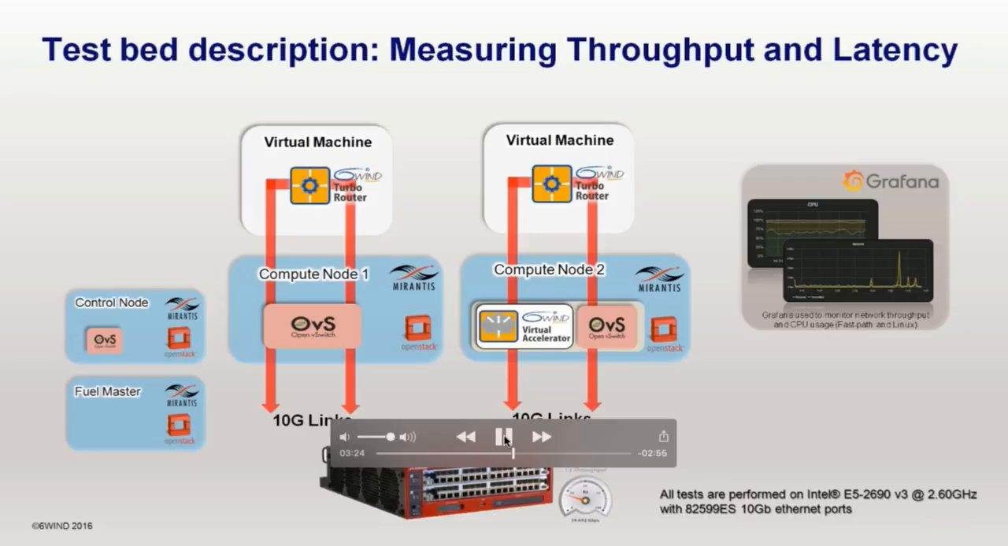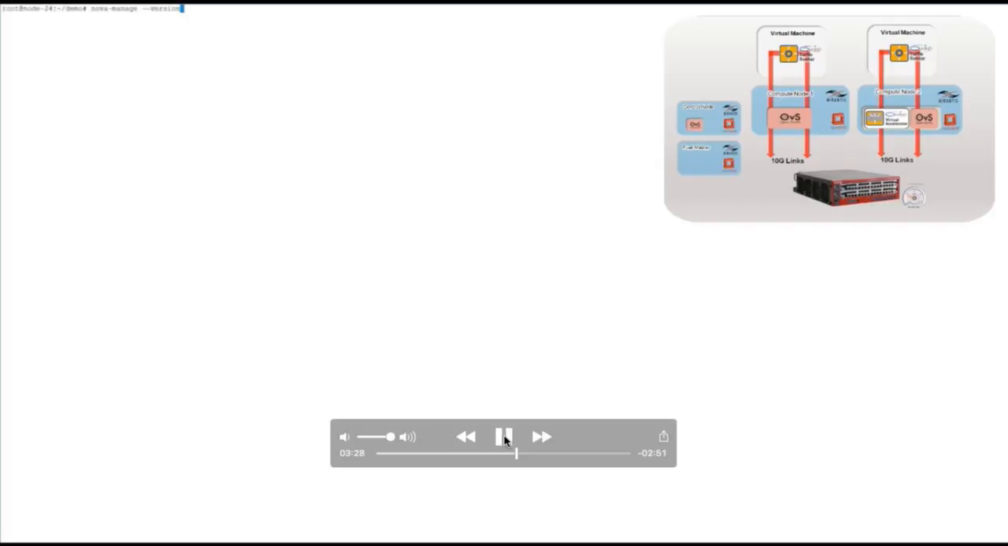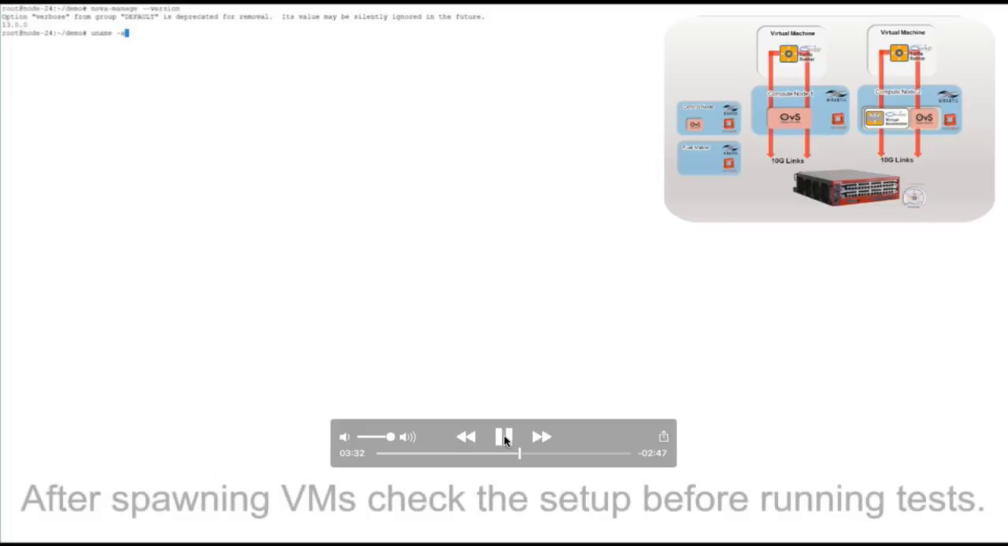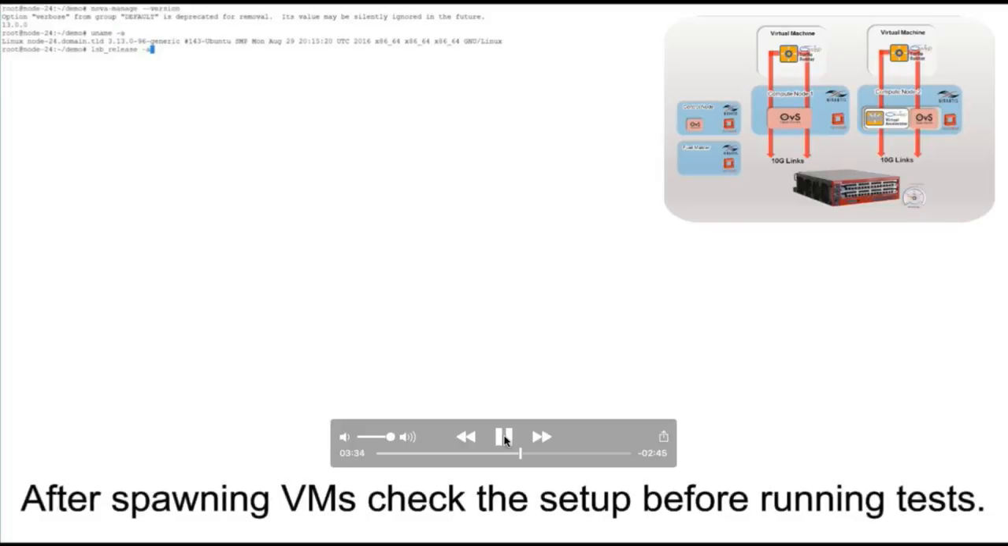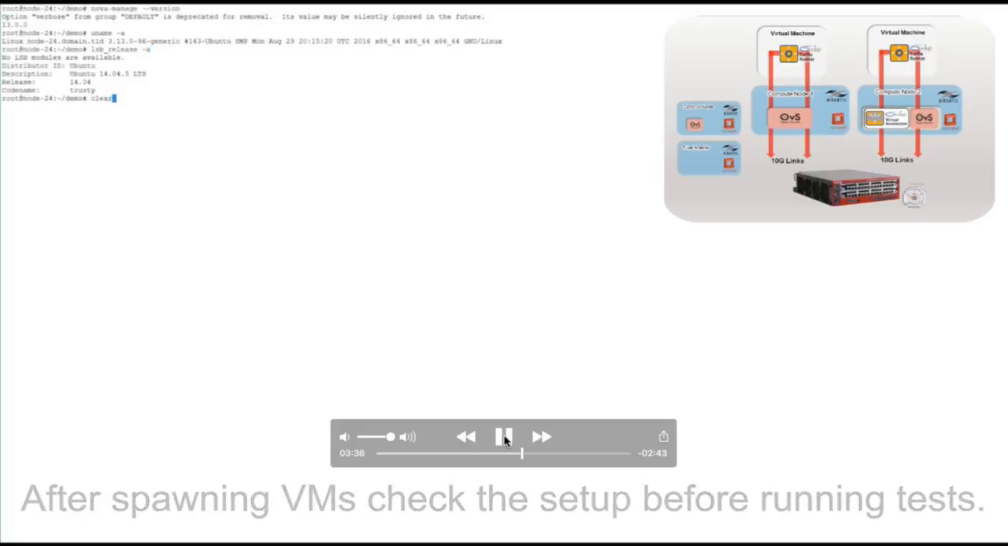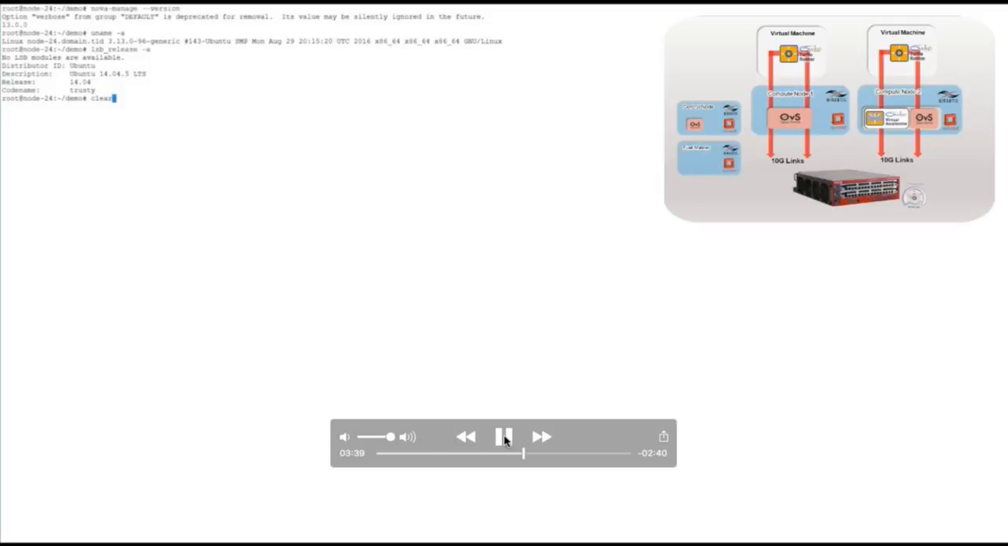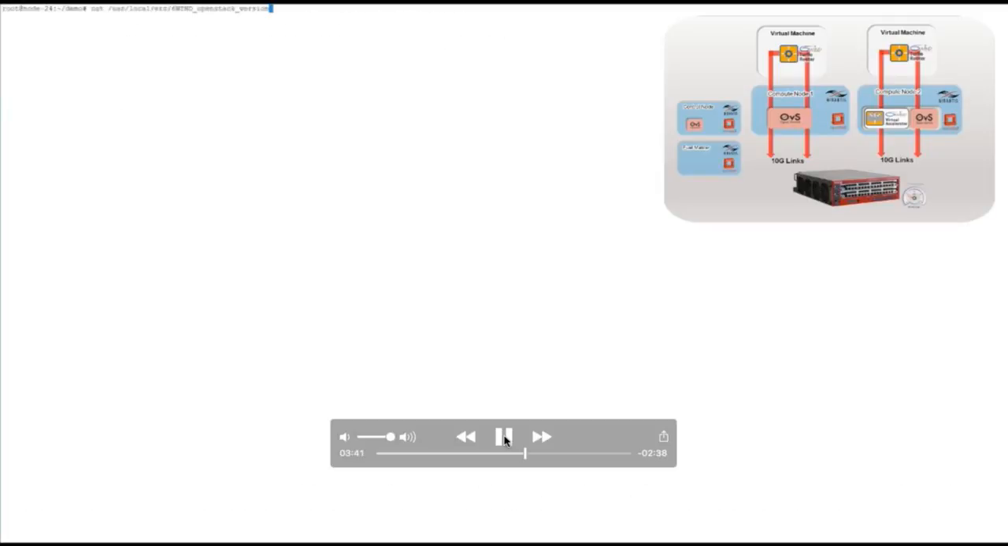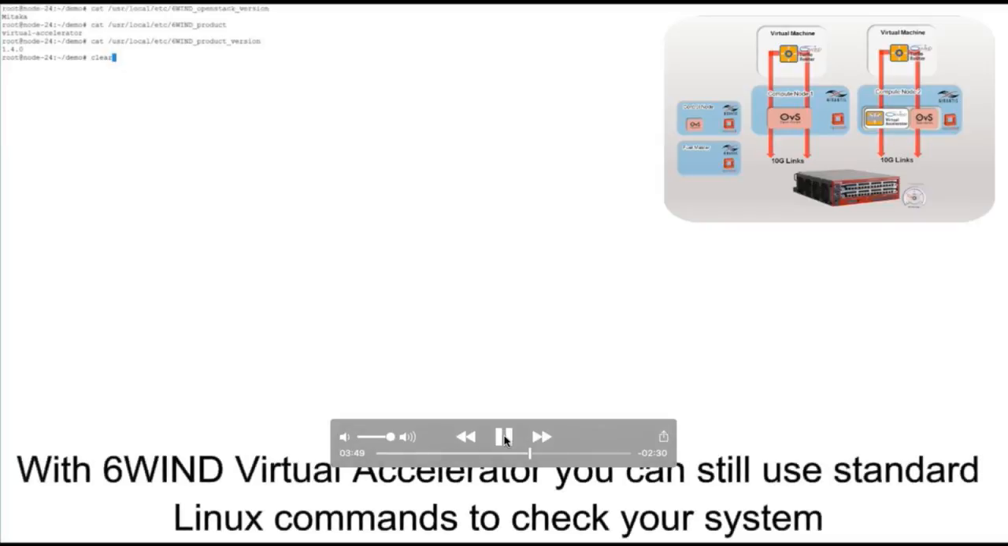So that's it for the introduction of the benchmark. Now let's look at the details. Just a few version checks, so you feel comfortable with it. We have Ubuntu 14.04 with kernel 3.13. Okay, so we are set. It's a Mitaka release that we deployed with Fuel 9, 6WIND Virtual Accelerator product version 1.4, and you have seen that maybe from the Fuel UI too.